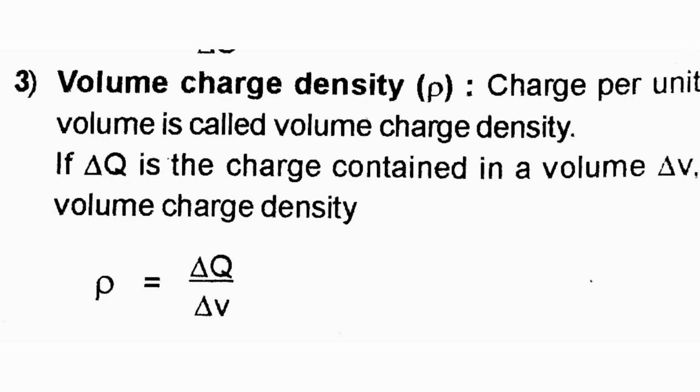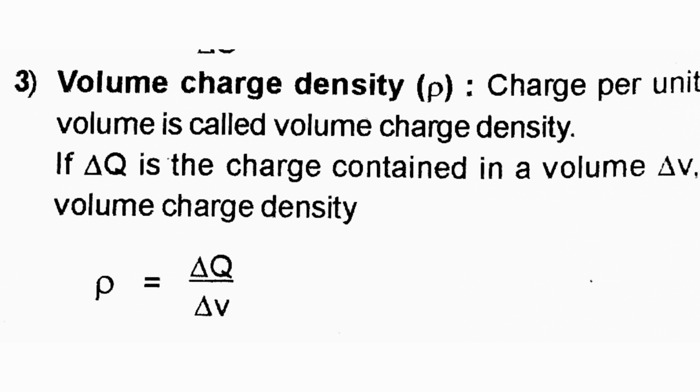The next point is volume charge density. It is represented as rho. In the case of volume charge density, we have to consider the charge as a continuous volume distribution of charges. Here delta Q is the charge contained in a volume delta V. Then we can write the volume charge density rho equal to delta Q by delta V, that is charge per unit volume. It is called volume charge density. So these three equations we have to remember.